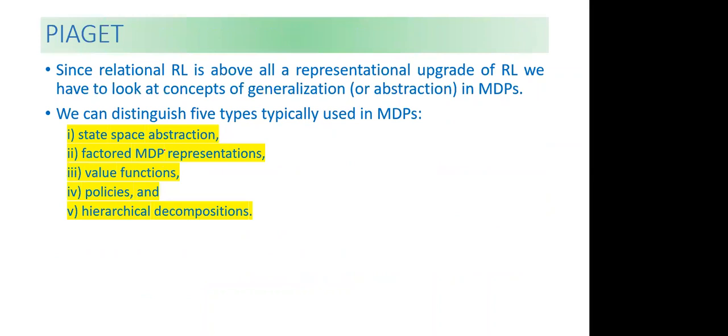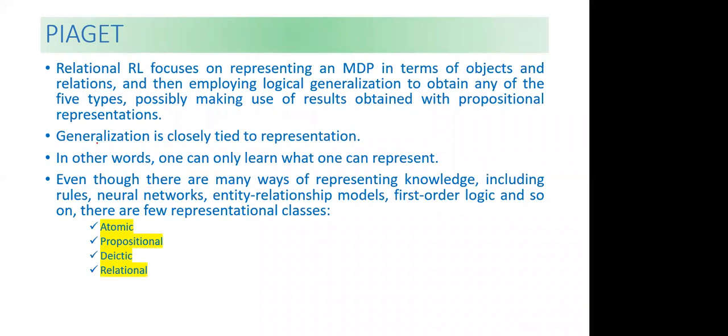In Pygate, since this is relational reinforcement learning, all these representations are upgraded from RL, so we are looking for abstractions. What are the five distinct types that we use in MDP? The first is state space abstraction. The second is factored MDP representation. The third is the value function. The fourth is policies, and the fifth is hierarchical decomposition.